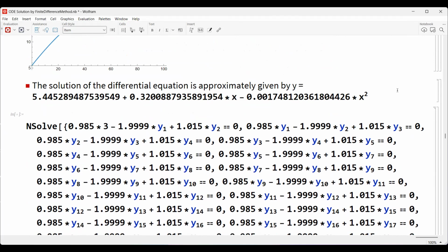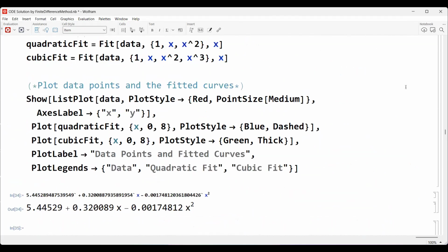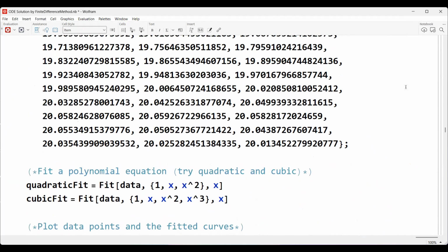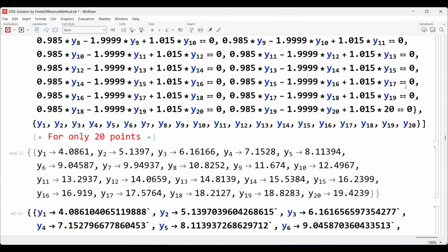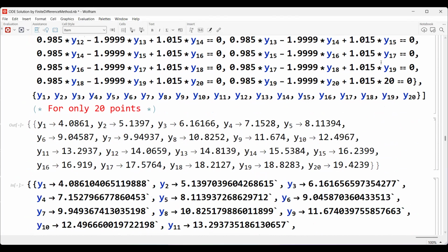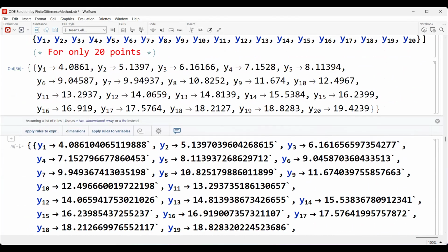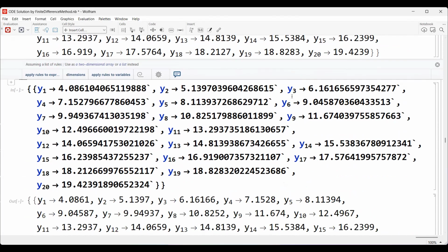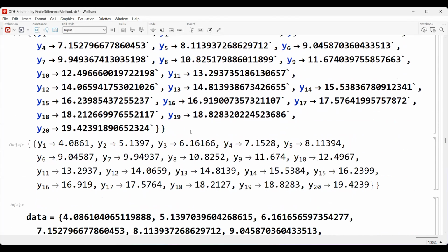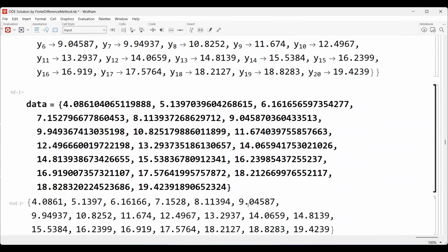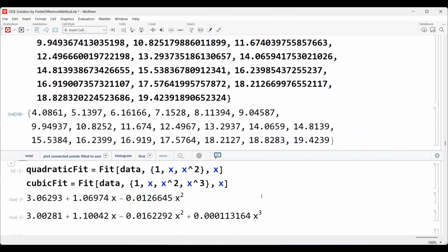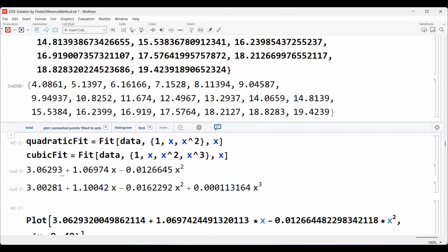Now for example, here we consider 100 points, we consider 101 points. Now, how about if we consider only 20 points here? For example, here we have 20 points, like this one. So the data for our 20 points are, let's write all of those 20 points. So we have the quadratic fit and the cubic fit here.